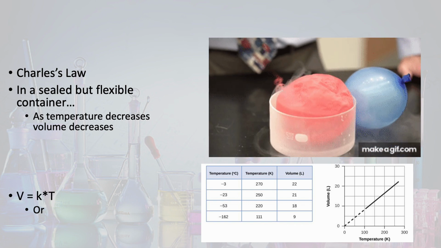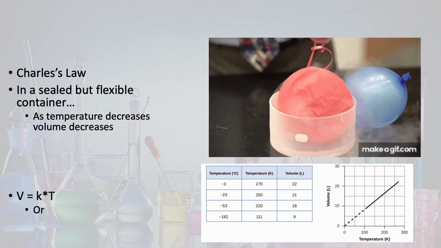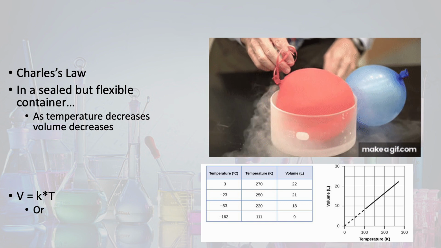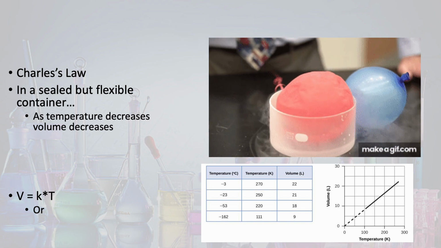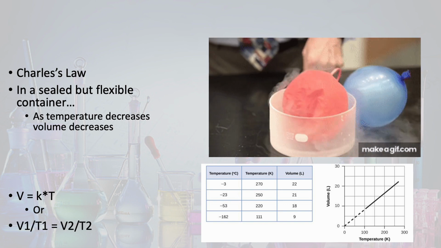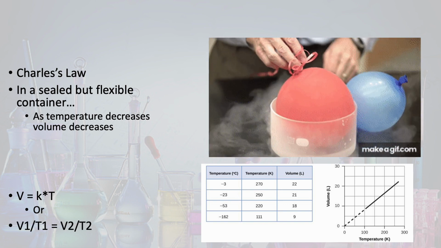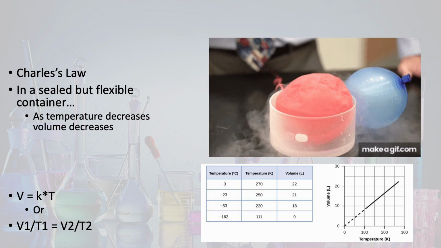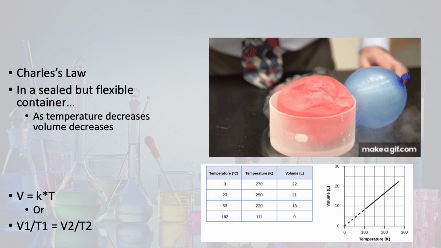So we can express this as the volume of a gas is equal to a constant K, which is specific to whichever gas you're talking about, times temperature. Or the way we'll see it and use it in class, volume 1 divided by temperature 1 equals volume 2 divided by temperature 2.